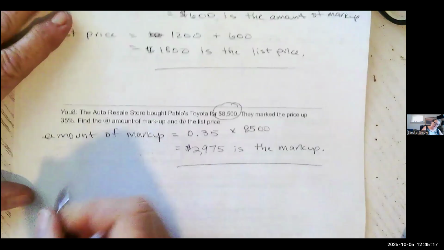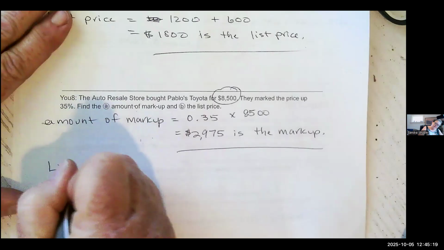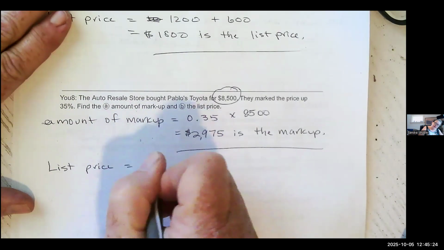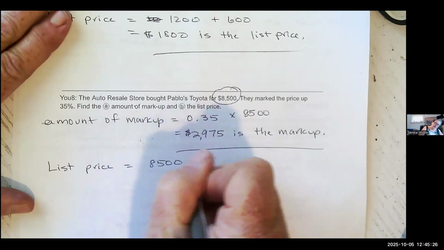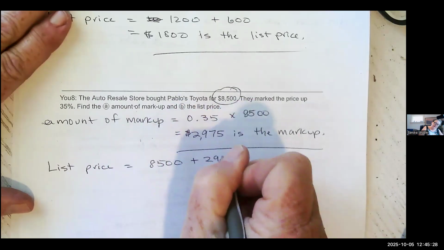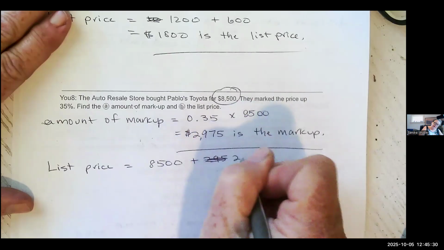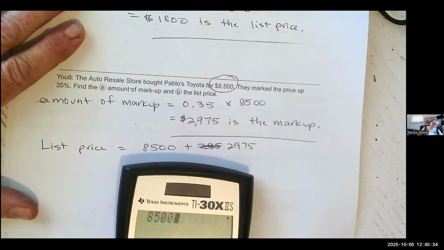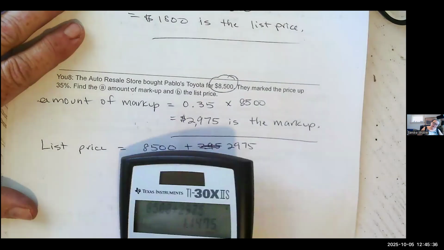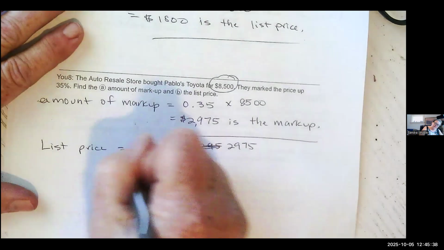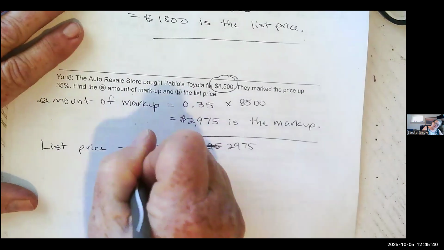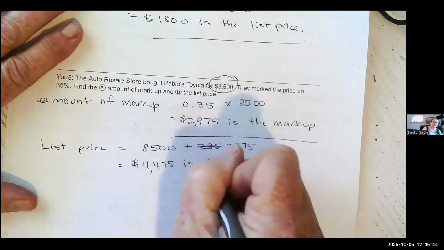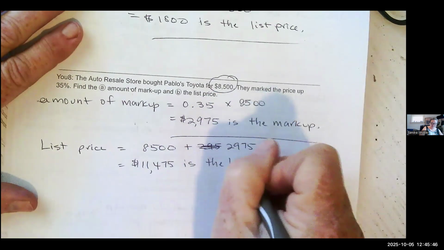All right, and then the list price is just what they gave Pablo for his Toyota, $8,500, plus the markup that they want to make, sorry, 2,975. 8,500 plus 2,975 is 11,475. So $11,475 is the list price.